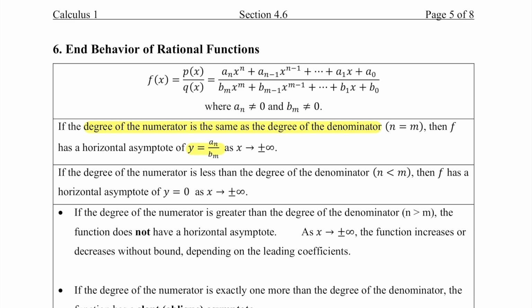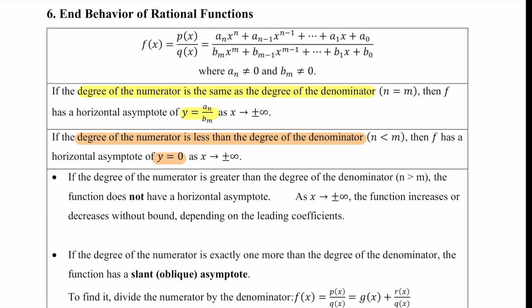Case 2, if the degree of the numerator is less than the degree of the denominator, then the horizontal asymptote is y equals 0. So if n is less than m, the denominator grows faster, so the whole fraction goes to 0. Case 3, if n is greater than m, then there is no horizontal asymptote.